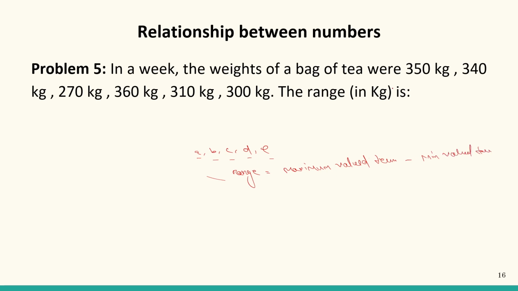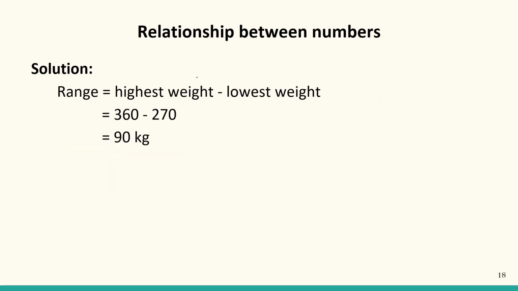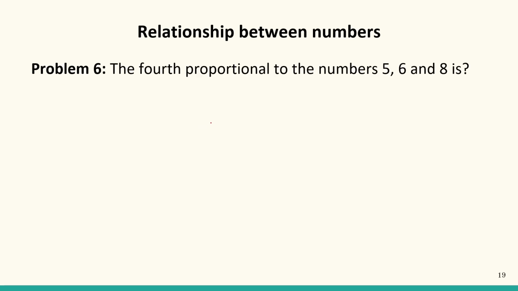So here the maximum value term is, what I can see, 360. And the minimum value is 270. Is there anything less than 270? No. Anything bigger than 360? No. So the range is equal to 90. The highest weight minus the lowest weight, that is 360 minus 270 is equal to 90.